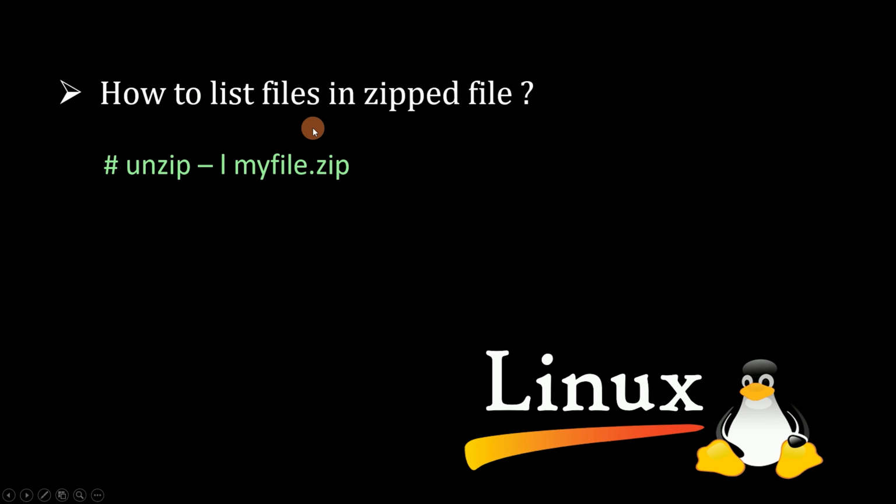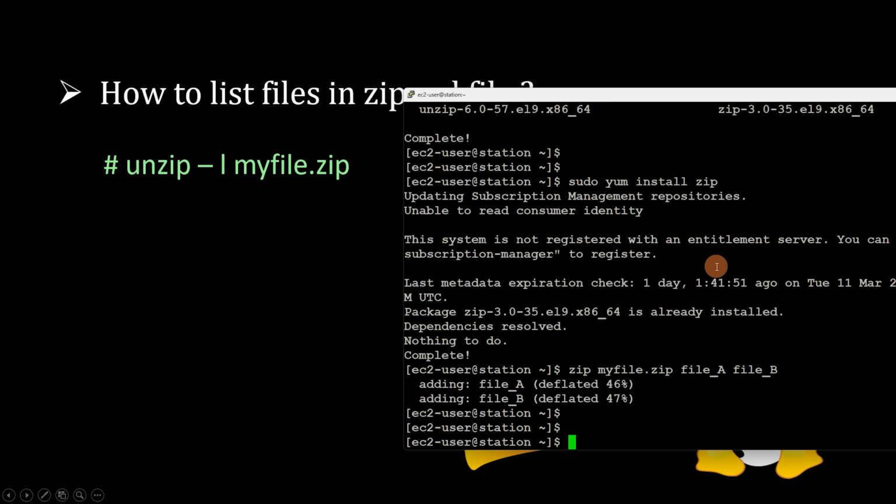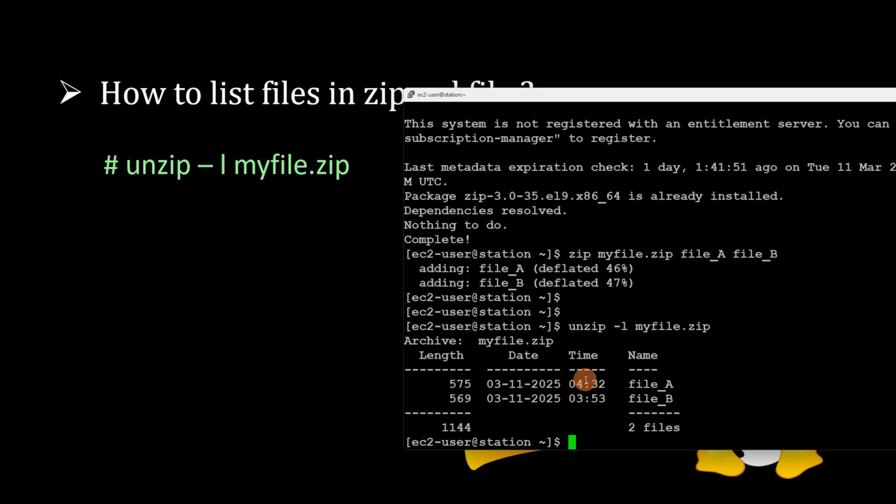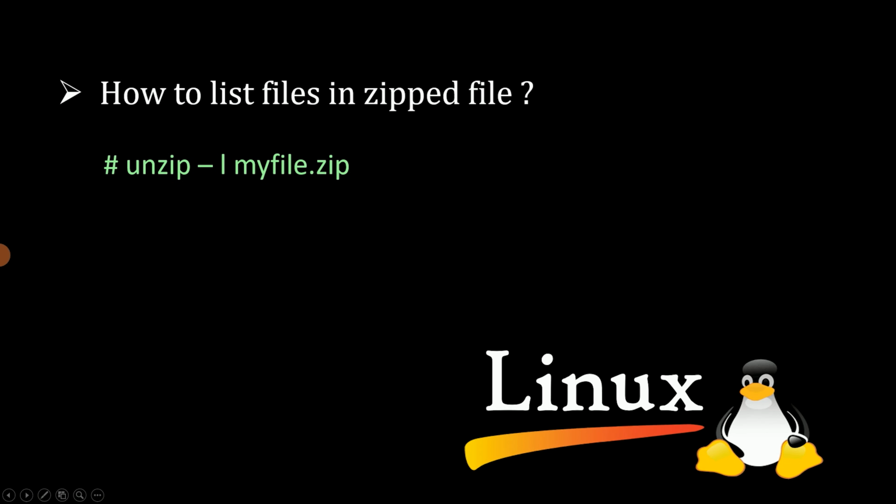How to list files in a zipped file? Okay, you can use this command, unzip -l myzip.zip. So we will be able to verify the output of the previous command as well with this command. So -l myfile.zip. You can see the time, the length, the name, the number of files. There were 2 files. This zip file has been created with file A and file B. So yeah, this is the output that it intended to show. You can use unzip -l myfile.zip, or the file name, if you want to see how many files were zipped in that particular file.